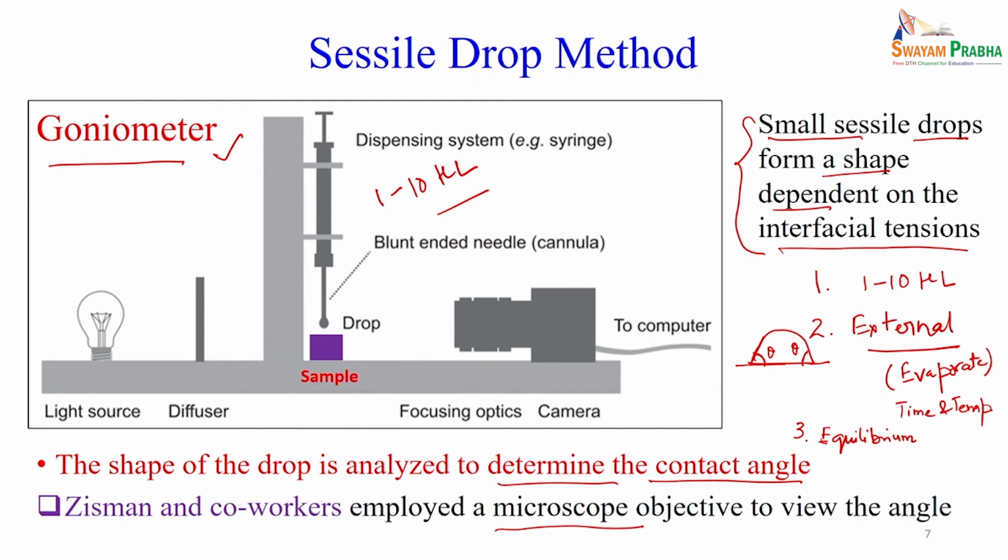Within a few seconds, less than maybe 60 seconds or so, the contact angle value reaches equilibrium. So, there are two things: the decrease in the contact angle initially because of the equilibrium, and if you go for a longer time, the decrease in the contact angle will be because of external factors like time and temperature. So, while performing the contact angle measurement, we should be careful of these three factors: the volume, the external factors, as well as the equilibrium condition.